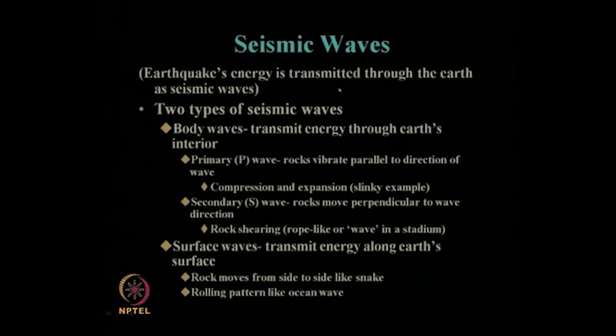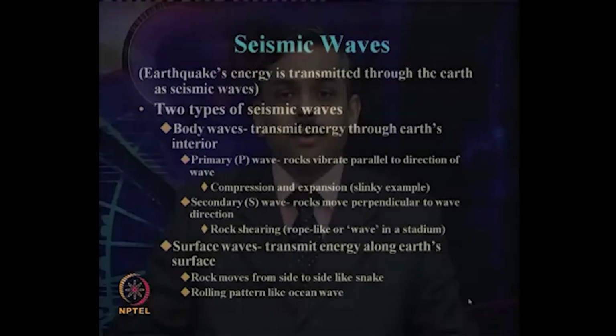We have also seen what are the various types of seismic waves. The major classification of seismic waves is two types. One is called body wave, another is called surface wave. And body wave also can be subclassified into two categories. One is called primary or P wave, another is called secondary or shear wave or S wave. Whereas surface wave also can be subclassified into two categories. One is called Love wave, another is called Rayleigh wave.